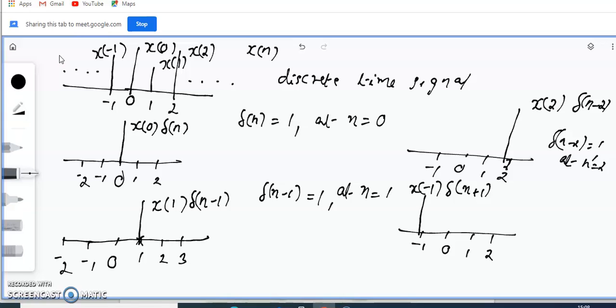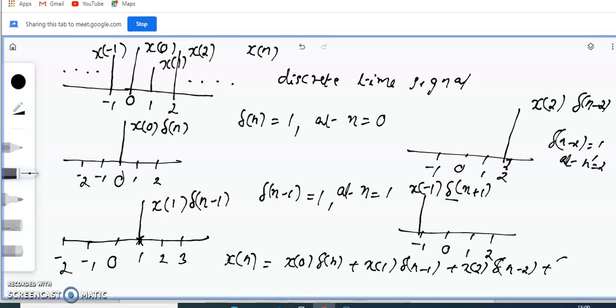I have separated x of 0 and it is multiplied with delta n. I have separated x of 1 multiplied with delta n minus 1, x of 2 multiplied with delta n minus 2, and this is x of minus 1. It is multiplied with delta n plus 1. Now what is the signal x of n? The signal x of n is actually this: x of 0 into delta n plus x of 1 into delta n minus 1 plus x of 2 into delta n minus 2 plus x of minus 1 into delta n plus 1, isn't it?